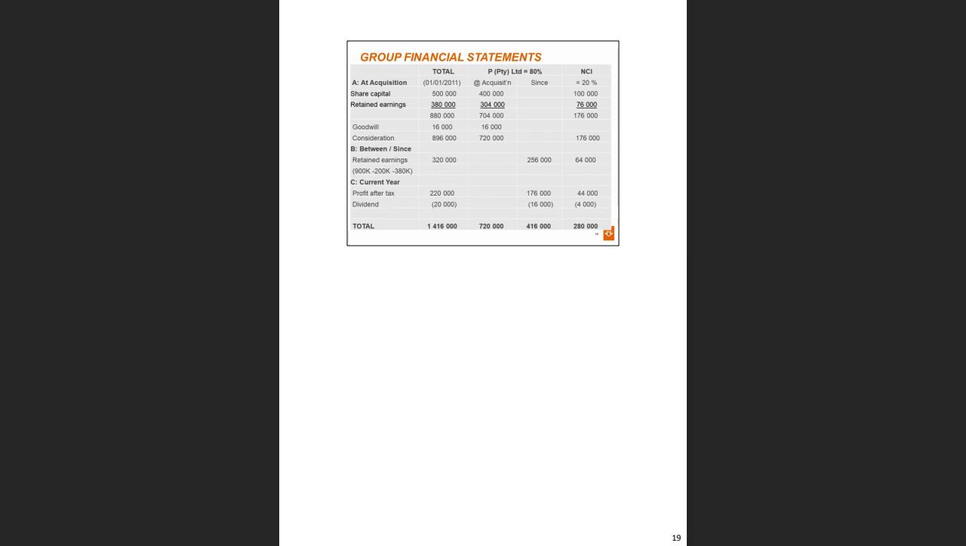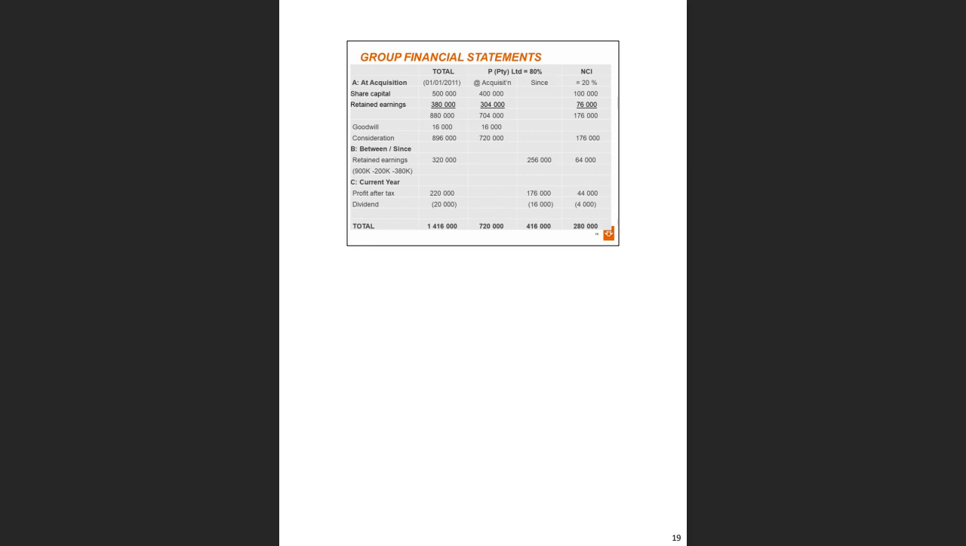Then we need to allocate the non-controlling interest share. So the non-controlling interest has 20%. We're going to go share capital 500,000 times 20%, and that will show NCI's portion of share capital is 100,000. Okay. And we're going to do the same for retained earnings. We'll take 80,000 multiplied by 20%. That will give us NCI's portion of 76,000 Rand.